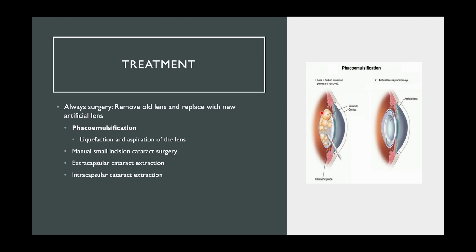And the reason you leave the candy shell is so you can put a new artificial lens into it. And this is obviously very clear compared to the old cataract. And so the patient will be able to see much better after the surgery. There are other things you can do as well aside from phacoemulsification, but these aren't really done anymore. It's mostly just phaco. I've just included these for completeness' sake.